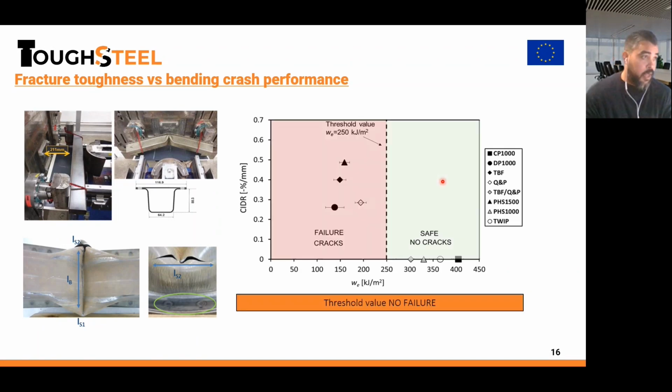Also with the same exercise, but with the bending impact test. In this case, regarding the relationship between the crash index decrease rate and the essential work of fracture, we didn't observe any clear correlation here. But what we could detect in this experimental setup is a threshold value above which no failure or no cracks were observed in any of the tested coupons. So we could somehow define this limit between low or poor crash performance and high crash performance.